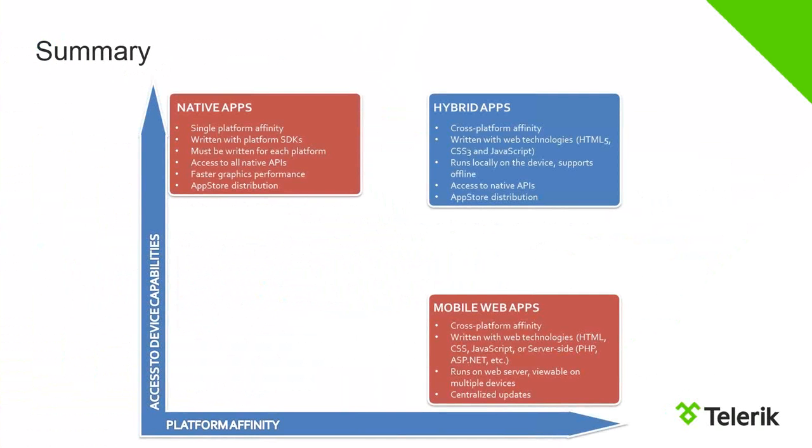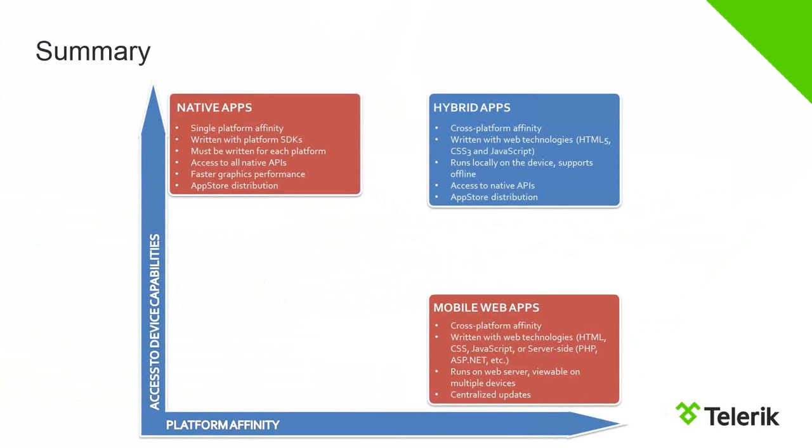This is something that our think tank in Telerik came up with. If you see here, it has two axes. The horizontal axis is talking about platform affinity, and the vertical axis is talking about access to device capability. First, let's try to understand native apps. If you look at the positioning of the native app, where is it? It's on the vertical axis at the top. That means it has high access to device capability.